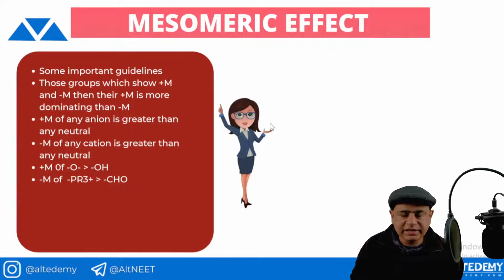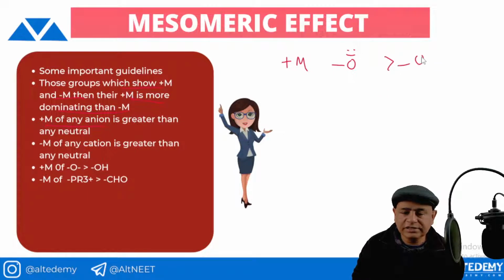Okay, some important guidelines that I am going to give. Those groups which show plus M and minus M, their plus M is more dominating than minus M. We have discussed this. Next thing is, plus M of any anion is greater than any neutral. And minus M of any cation is greater than any neutral. As we can see, if we compare this with this, this is a charged anion. This is a neutral species. If it is a charged species, then the plus M effect of O minus, with a negative charge, will be greater than OH.